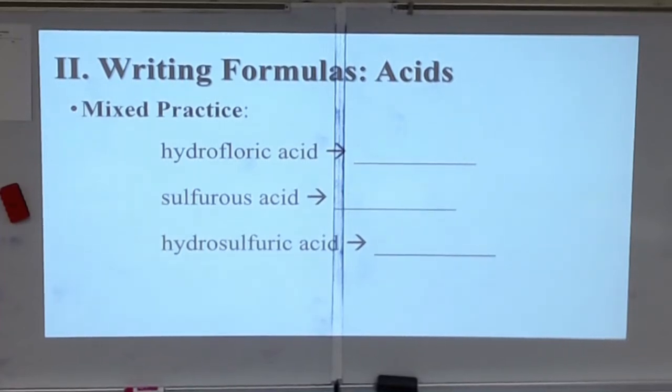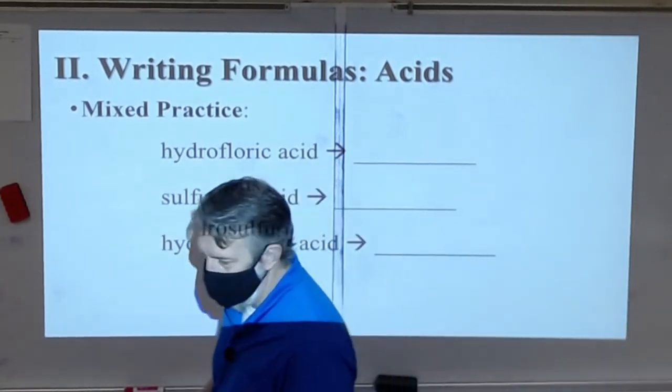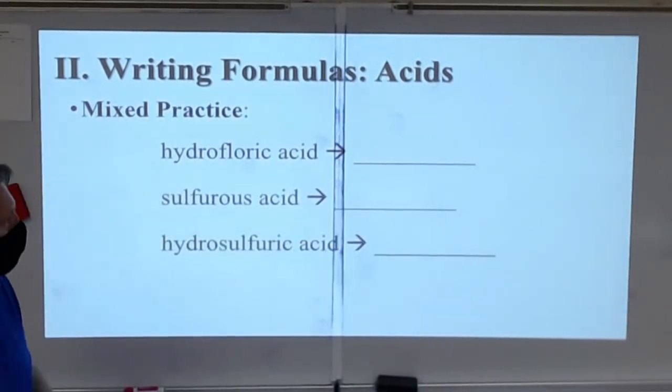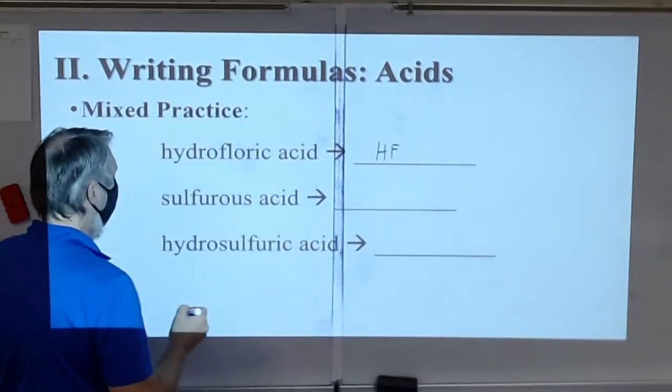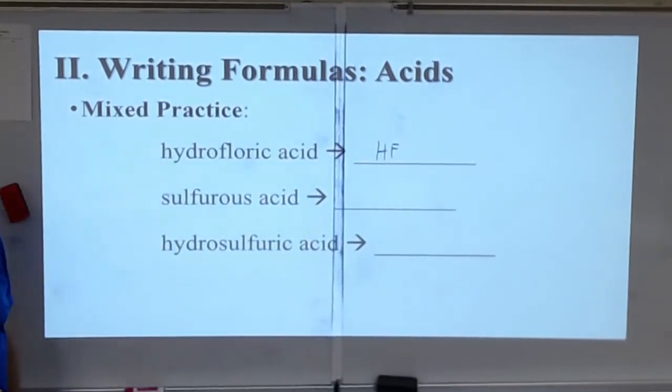Hydrofluoric is going to be what kind of acid? Binary. That means it's only going to have what two elements? Hydrogen and fluorine. And fluorine has a charge of -1, so we crisscross, and hydrofluoric is what? HF.